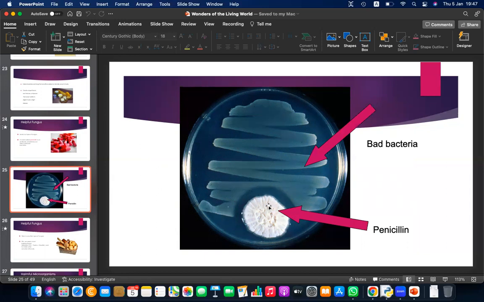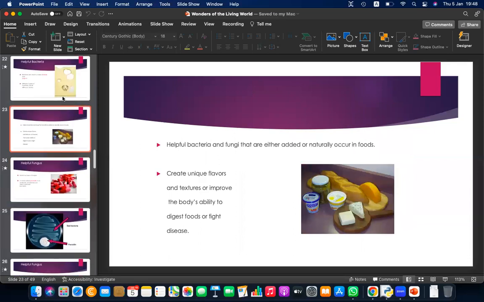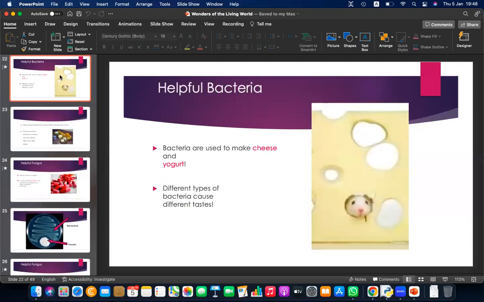Right? This slide shows an experiment. So penicillin is placed here. When the bacteria are there, you can see the bacteria are destroyed by penicillin. So that is a fungi, right? Okay. So let's write down this quickly. So very small note, but still important.